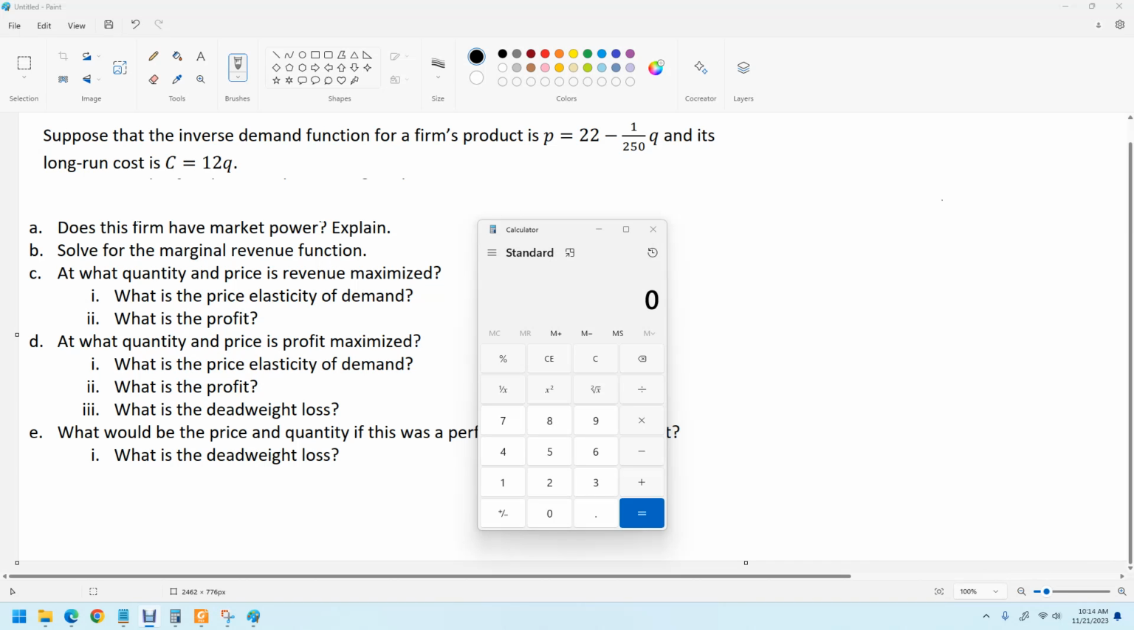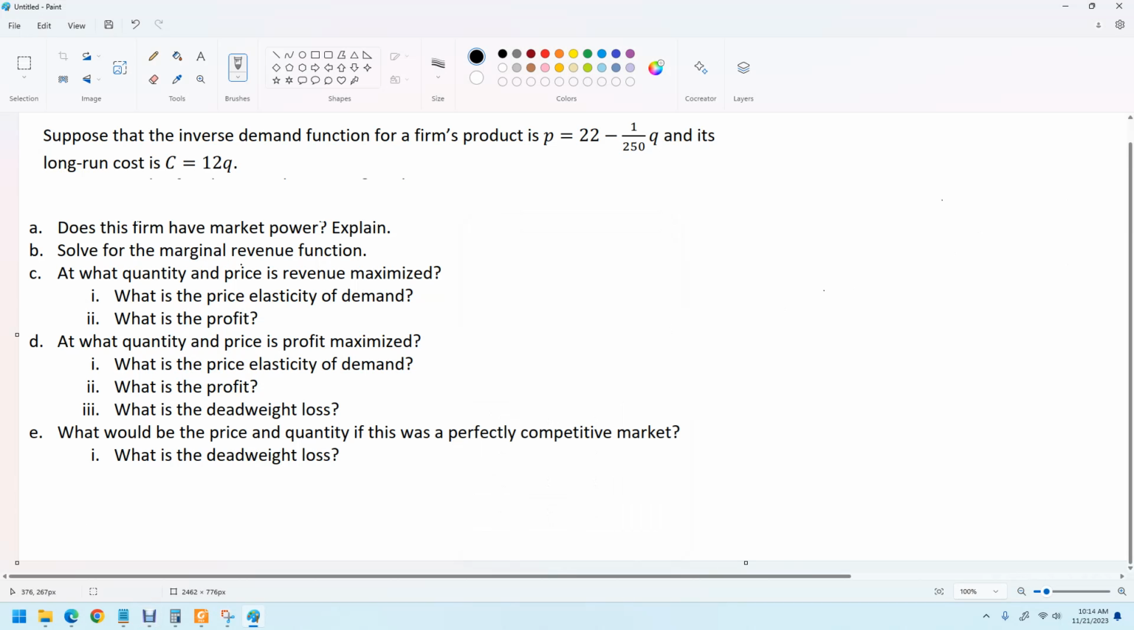In this problem, we're going to take apart this monopolies function. We're going to find marginal revenue. We're going to find where revenue is maximized, where profit is maximized, and if this was a perfectly competitive market, what's the situation? That's more of a review question down there, but anyway.